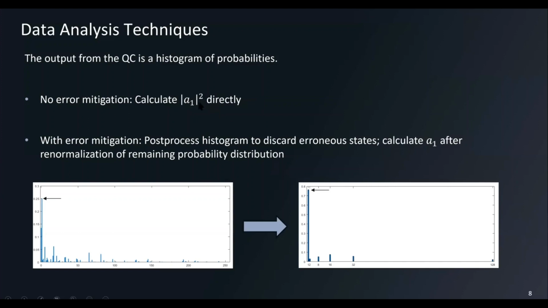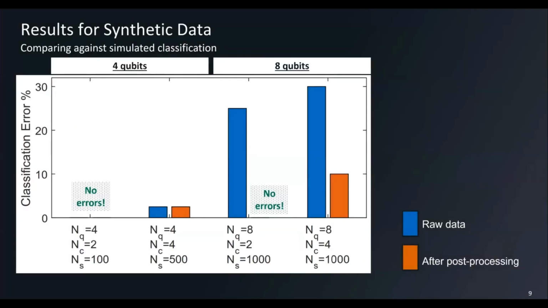On the other hand, you could also post-process the histogram to discard states that we know lie outside the encoding subspace and calculate A1 after renormalizing the remaining probability distribution as shown over here. We will see in the next slide that this second technique actually provides enormous increases in the accuracy of the algorithm. So first, here we show results from a first experiment where we artificially generated 4 and 8-dimensional data with 2 or 4 clusters.